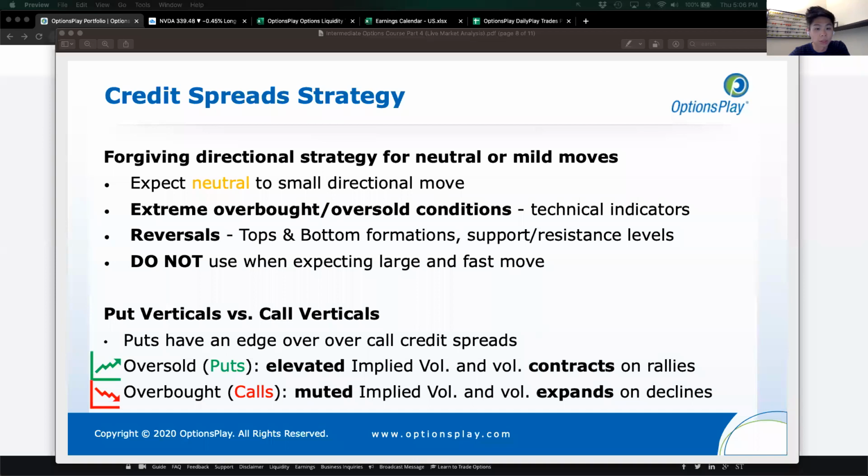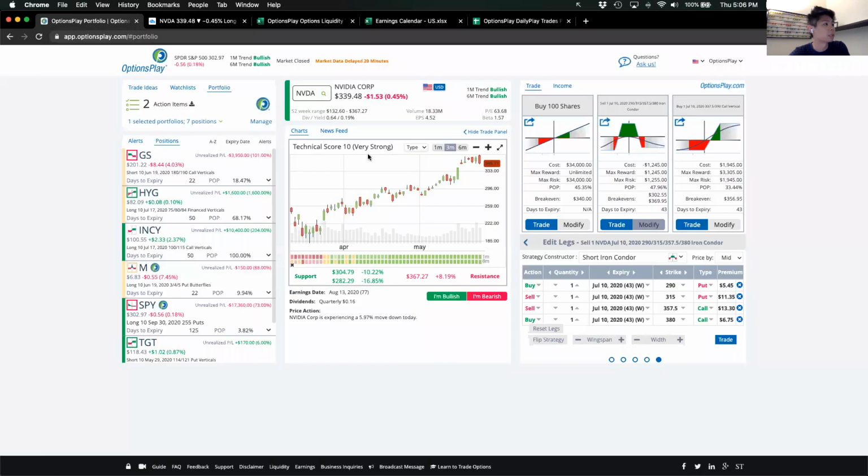How to read support and resistance lines below the chart. The support and resistance lines are simply telling you where the next support or resistance level is. There's really not much more to it than that.